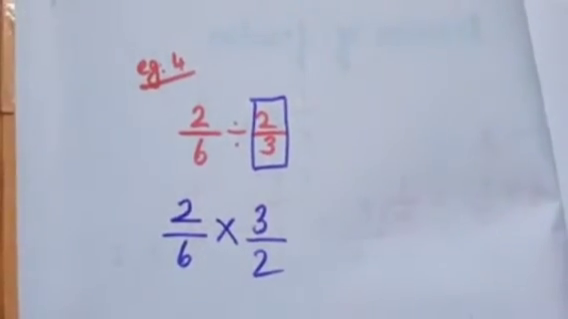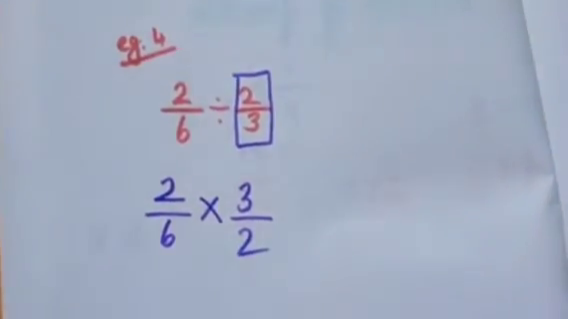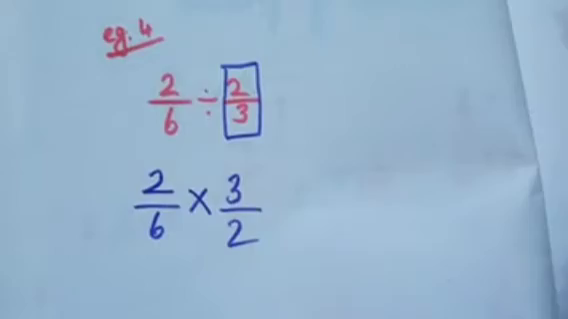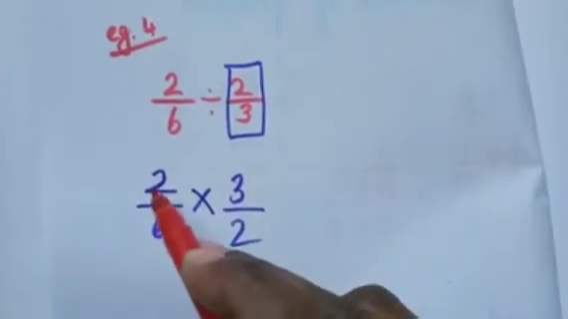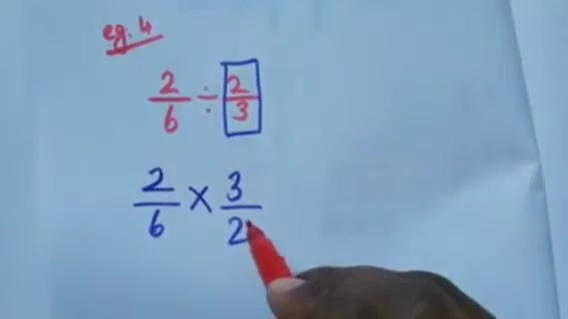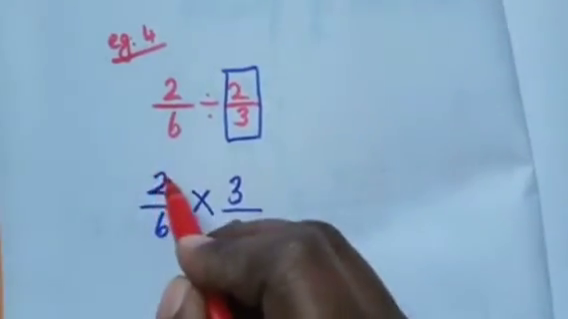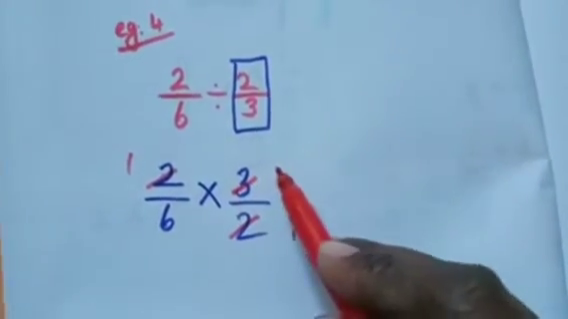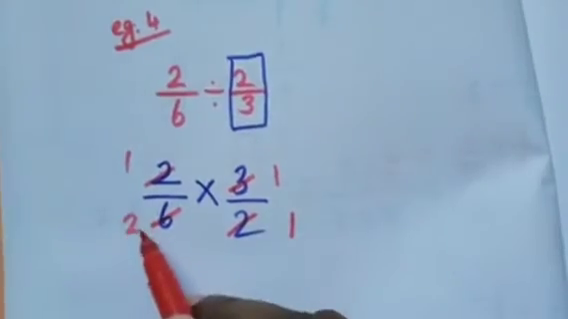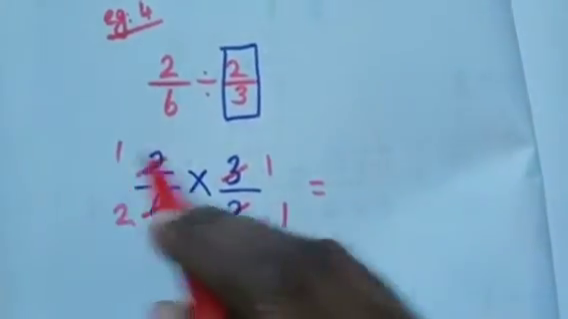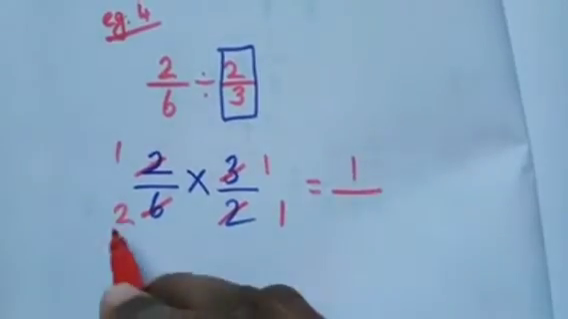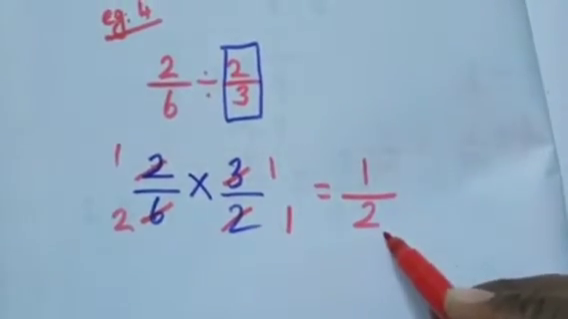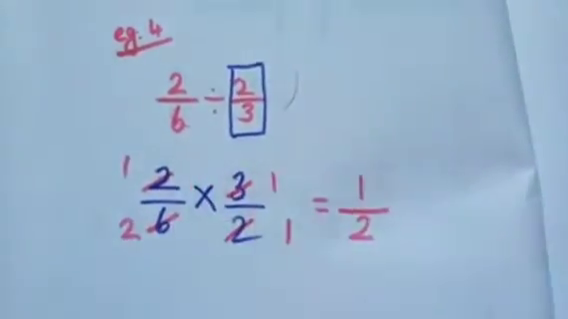Now what do you have to do? We do the cancellation if it is possible. If we find any common factors among the numerators and denominators, we can cancel. See here, 2 in the numerator and 2 in the denominator: 2 1s are 2, 2 1s are 2. Then 3 1s are 3, 3 2s are 6. So 1 into 1 gives 1, by 2 1s are 2. So the answer is 1 by 2 for this division problem.